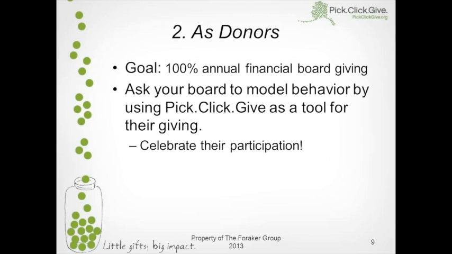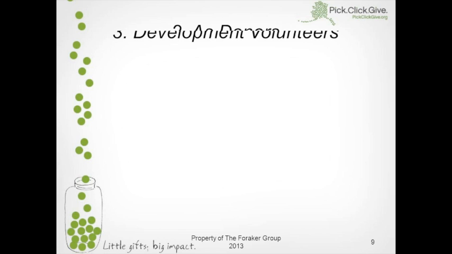Really get people to tell the story of why they chose to do this: "I pick, click, and gave to this organization, and I also participated with this organization in this way and this way and this way." Those can be really fun stories to share. And again, those peer-to-peer stories are so powerful. Having them celebrate that participation can be a critical piece there.